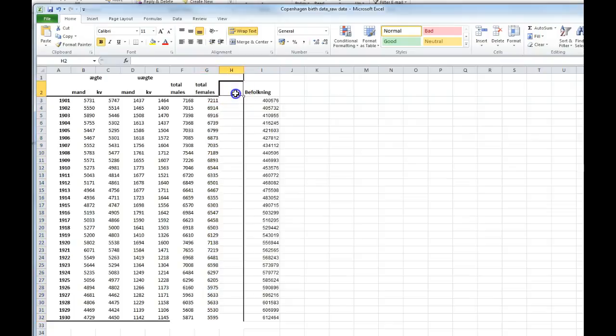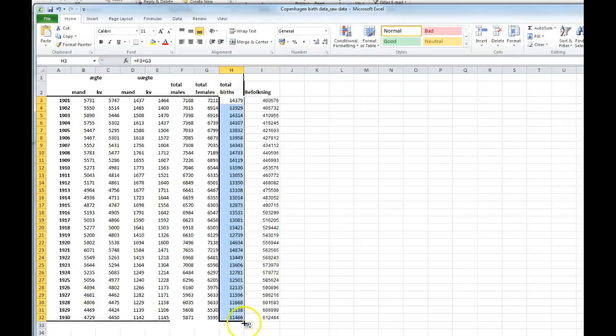Now I only need to add them up. Total births. And then total males, total females, and we have these numbers. Perfect. So we have now all the information that we need. We have births and we have population.